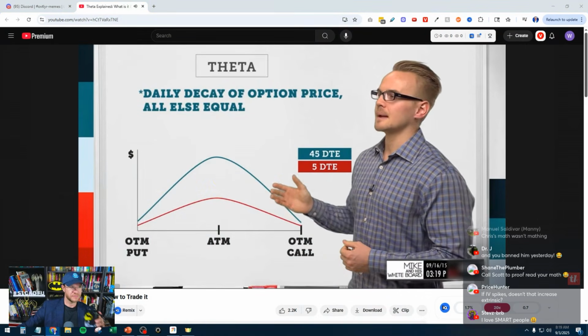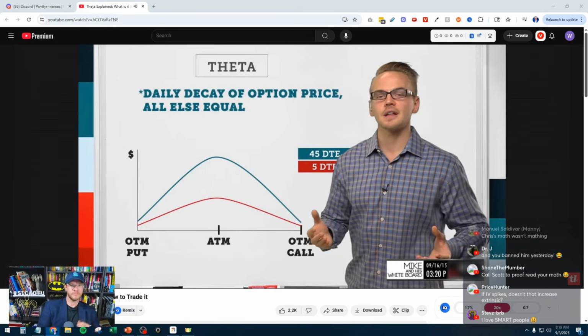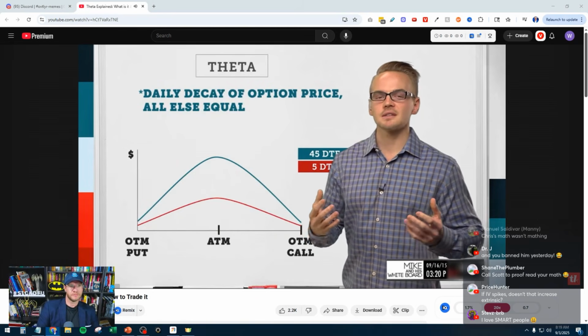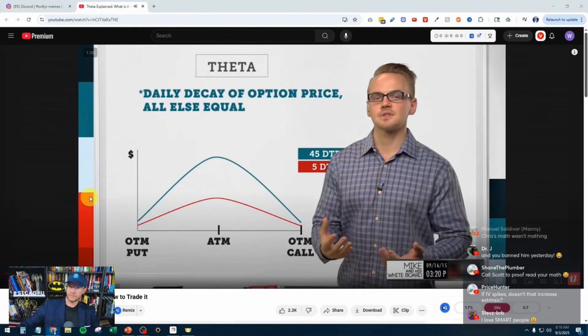You'll see that, of course, the 45-day till expiration curve is going to be higher and have more value because there are more days till expiration. So there's going to be more premium in that. So if I'm looking at an option to sell.